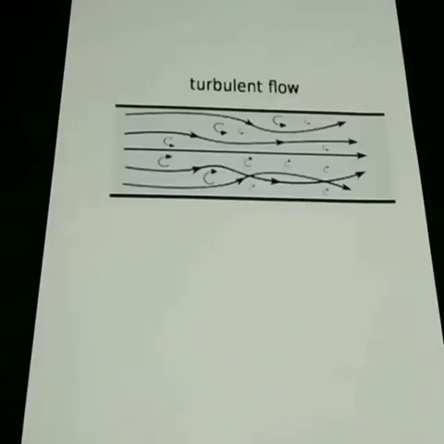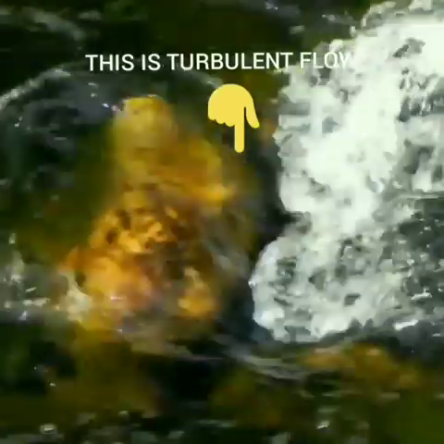Let's now talk about turbulent flow. As you can see in the picture, turbulent flow is more chaotic. The streamlines are not parallel and there is a mixing of fluids unlike laminar flow. Also, for turbulent flow to happen, the Reynolds number must be greater than 4000. Here's a video of turbulent flow.